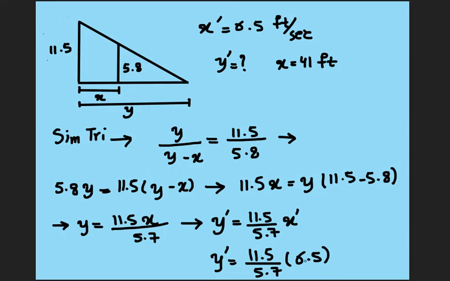So notice that the speed of the tip of the shadow is not related to where the man is standing. So we didn't use the x. So that's another tip at the end of the question.